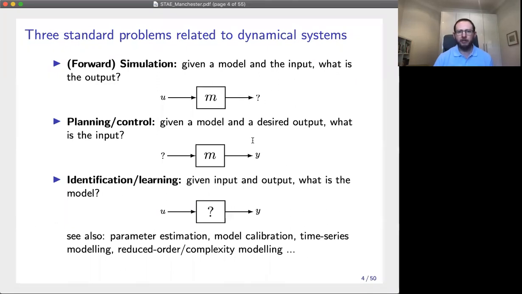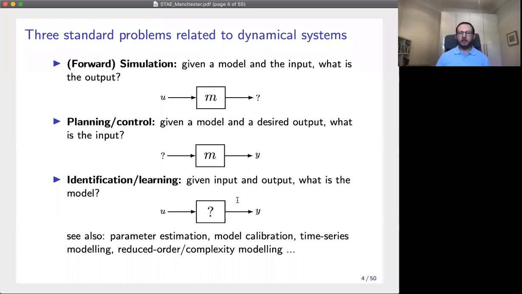An inverse problem to that would be a version of a planning or a control problem where you know a model and you know some desired output, and then you want to figure out the input that would produce this desired output, either exactly or approximately according to some cost function. And a third, also an inverse problem, is when you know both the input and the output of a system, but you don't know the model. And so the objective is to come up with the model.